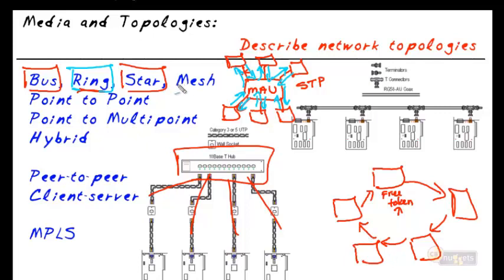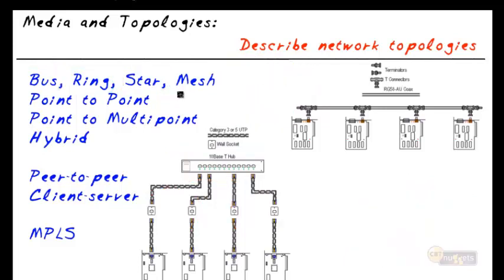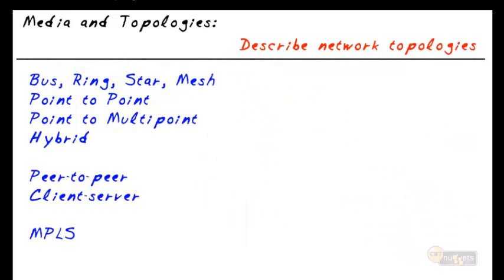And mesh. Now, what is a mesh all about? A mesh could be a full mesh or a partial mesh, and it really has to do with how we connect things together. You know, in retrospect, let's do this. Let's talk about point-to-point and point-to-multipoint, and then that will tie in nicely to mesh.